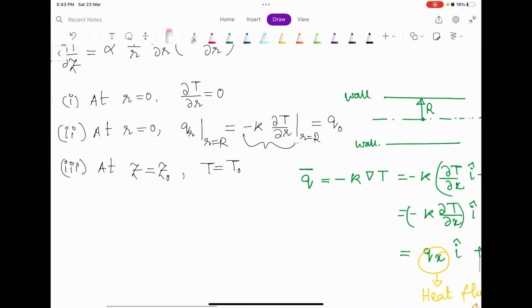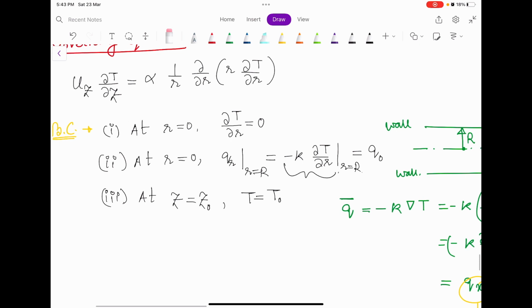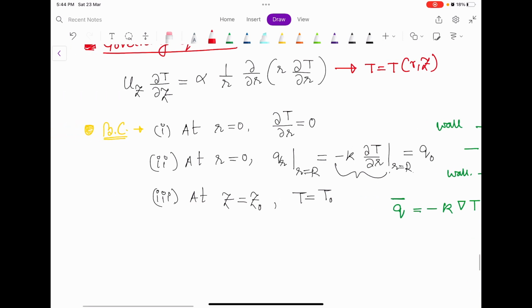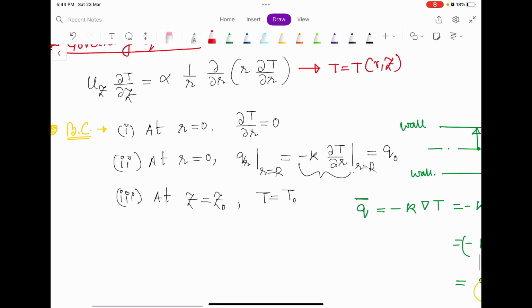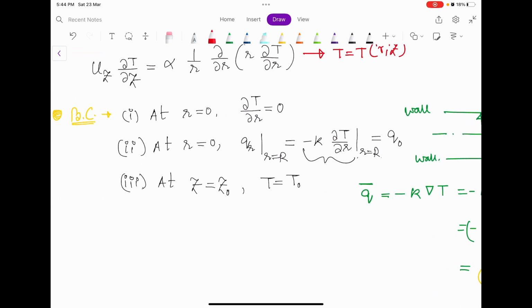Okay, so now let us take a look at this equation. Here T is a function of both r and z, right? And now look at the boundary condition. So this is an equation, and if you compare it with your 1D transient conduction equation, 1D transient conduction.